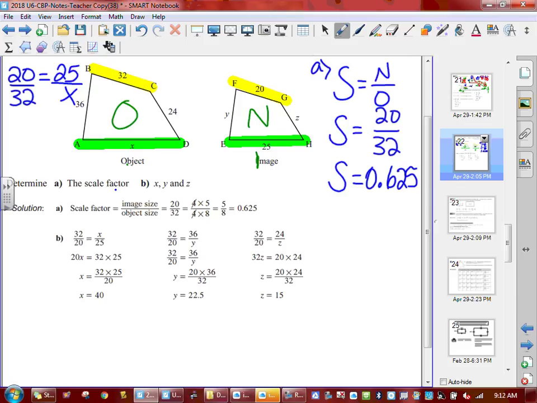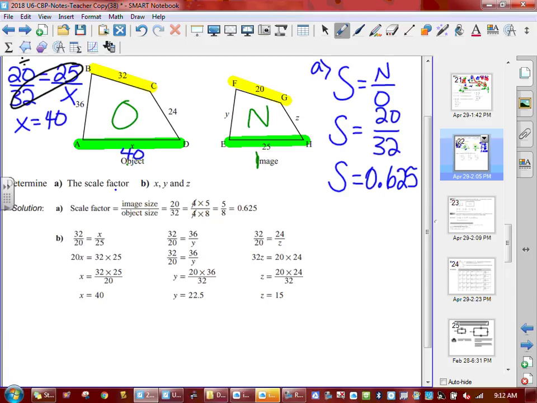All right, so now we're going to cross multiply and divide. So cross multiply that guy, and we're going to divide by 20. So how big do we get for x? 40, good. So x equals 40, so this guy's a 40. All right, now we're going to get y and z on the other object.